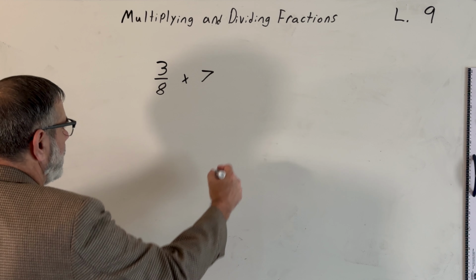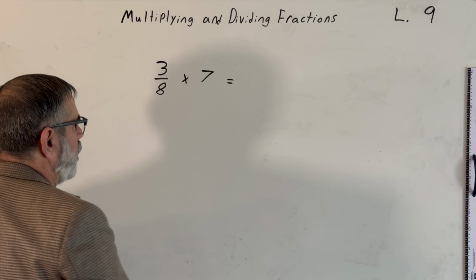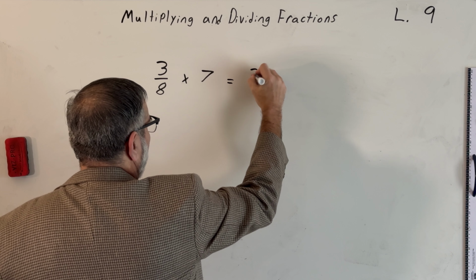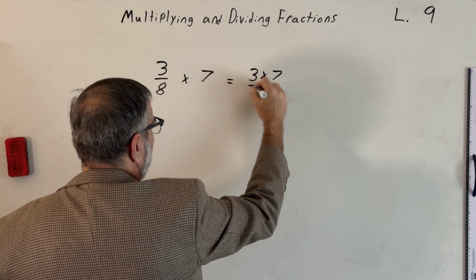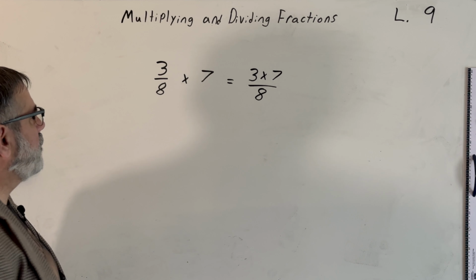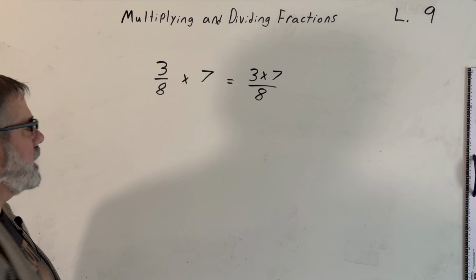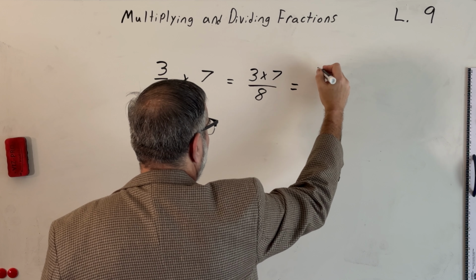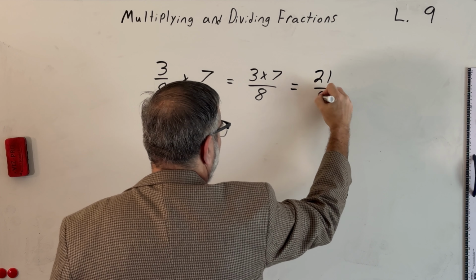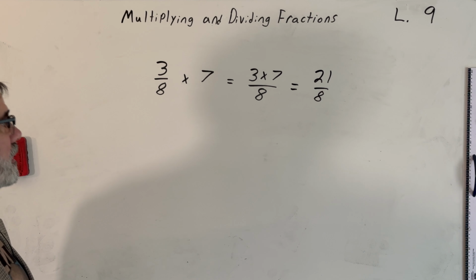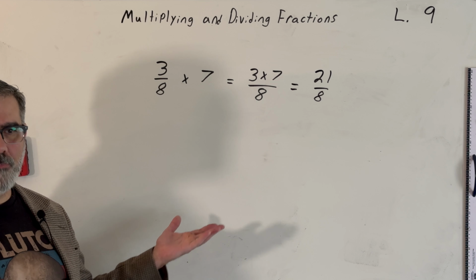What do we do? Well, for multiplying a fraction times a whole number, we take the numerator times the whole number, and we keep the denominator the same as before. So it's 3 times 7 over 8. Well, what is 3 times 7? 21 over 8. Is that a proper or an improper fraction? Improper, because the numerator is bigger than the denominator.